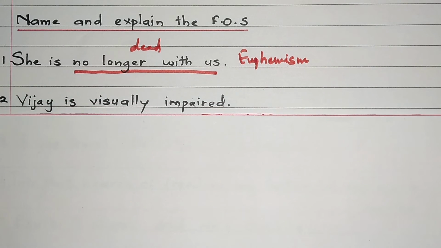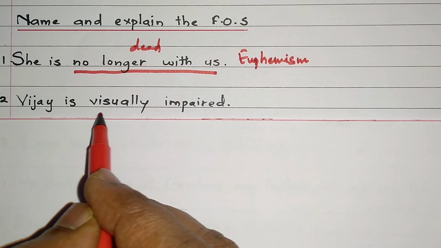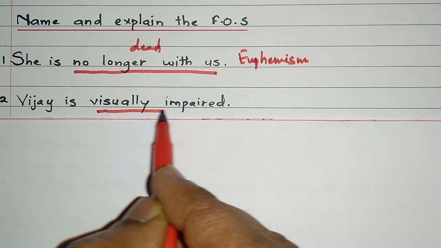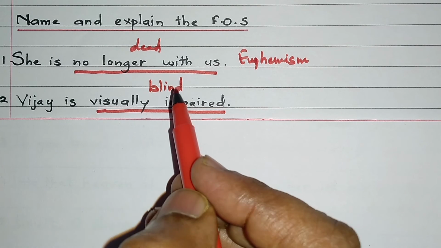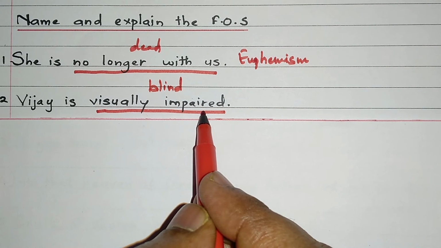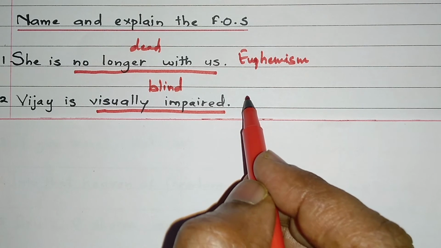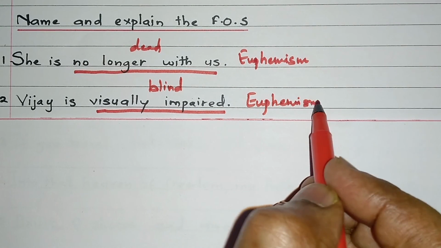Next, Vijay is visually impaired. Now, instead of saying Vijay is blind, the harsh fact of being blind is expressed very mildly by these words visually impaired. So therefore, the figure of speech is again euphemism.